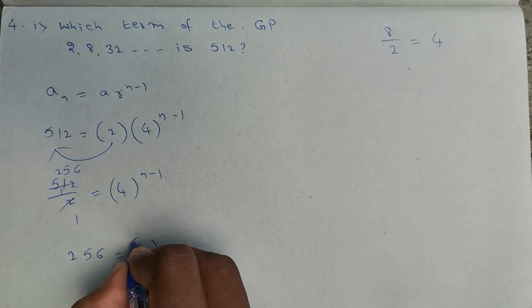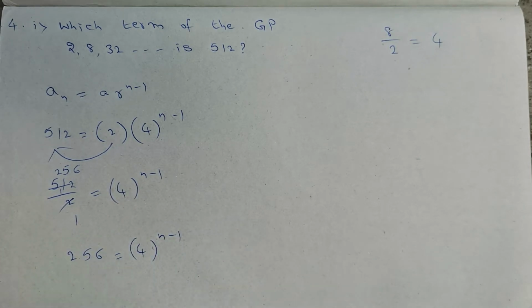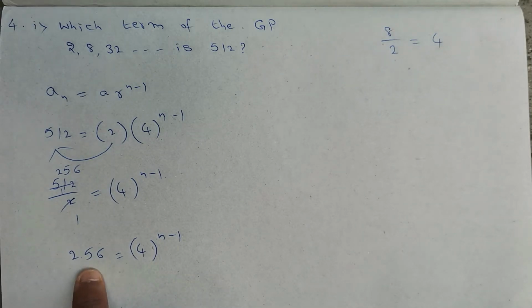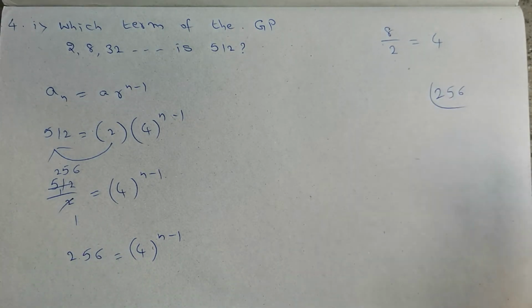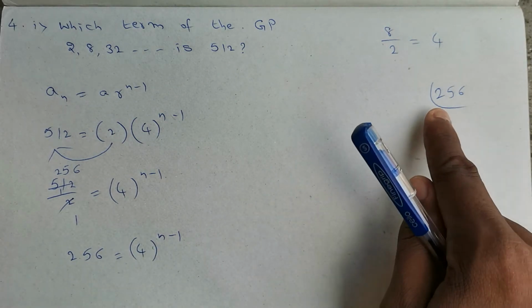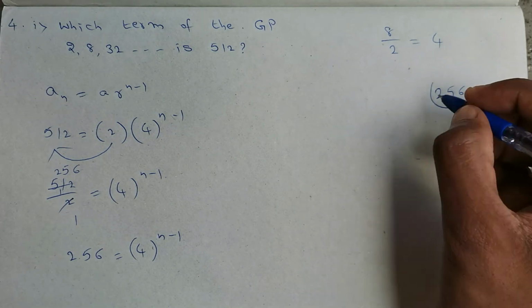256 is equal to 4 power n minus 1. Since 4 power n minus 1 is there, this 256 also will compulsorily come as a power of 4. So I am solving 256. Here I know very well this will come in 4 because the base is also 4. That's why I am not going with a prime number, I am simply going with 4 only.